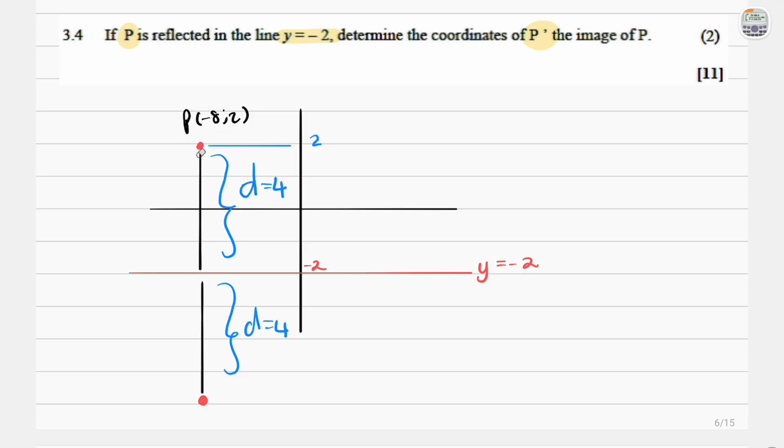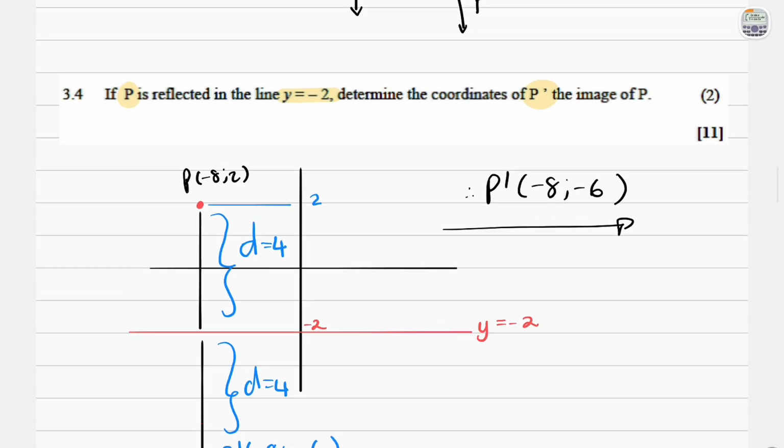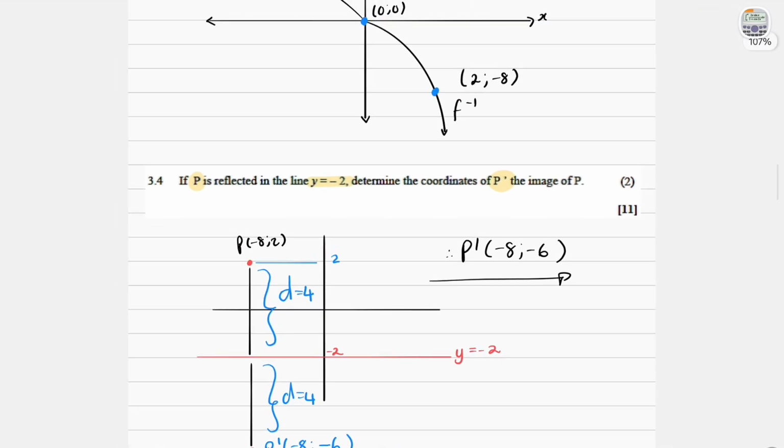If we know that this is a reflection, it's going to be vertically in line with this reflected point. So P prime, its x value is also -8. And what is its y value now? Well, it's going from this point with a y value of -2, and it's going exactly 4 units down. That distance is still 4. So what is -2 minus 4? That is -6, and that is our point. P prime is simply -8 and -6, and that is our answer, and that is it for question 3.